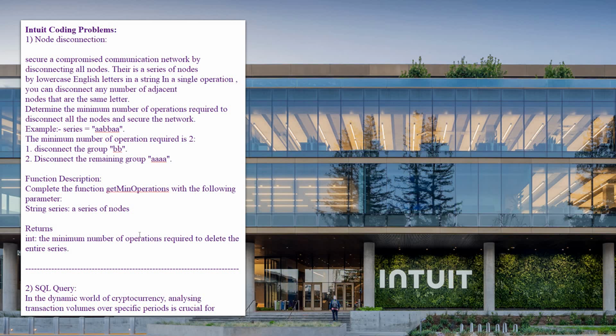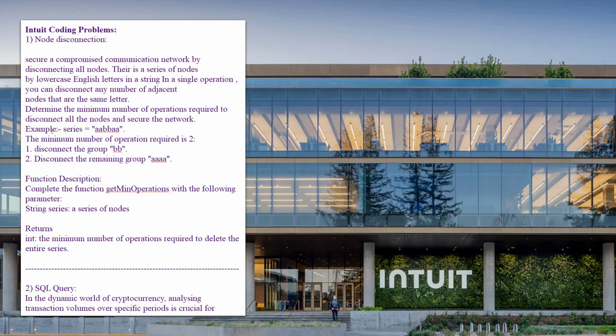For this problem you are supposed to use the dynamic programming concept in order to solve it. The question is: secure a compromised communication network by disconnecting all the nodes. There will be a series of nodes represented by lowercase English letters in a string. In a single operation, you need to disconnect the adjacent nodes that are of the same letter. Your task is to determine the minimum number of operations required to disconnect all the nodes and make it a secure network.